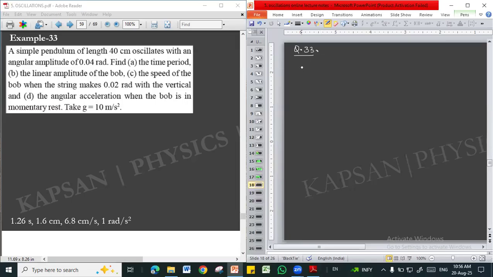A simple pendulum of length equal to 40 centimeter oscillates with an angular amplitude equal to 0.04 radian. This is a small oscillation. Find the time period. You can convert this radian into degree and check whether it is a small oscillation or not. Find the time period. Second, linear amplitude.